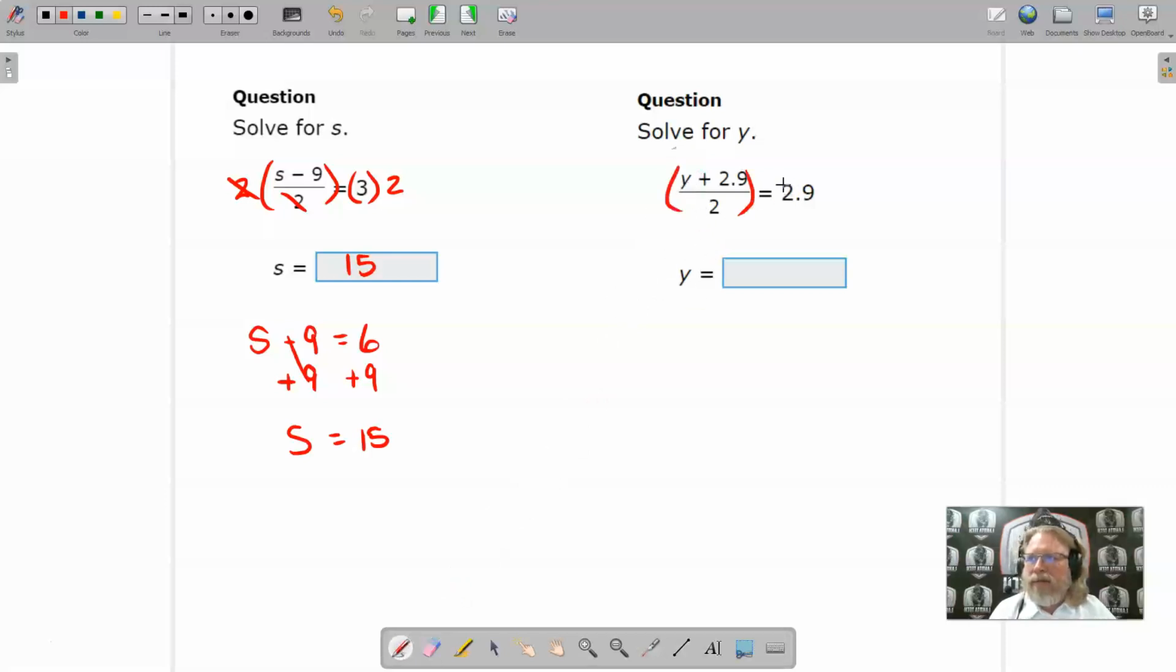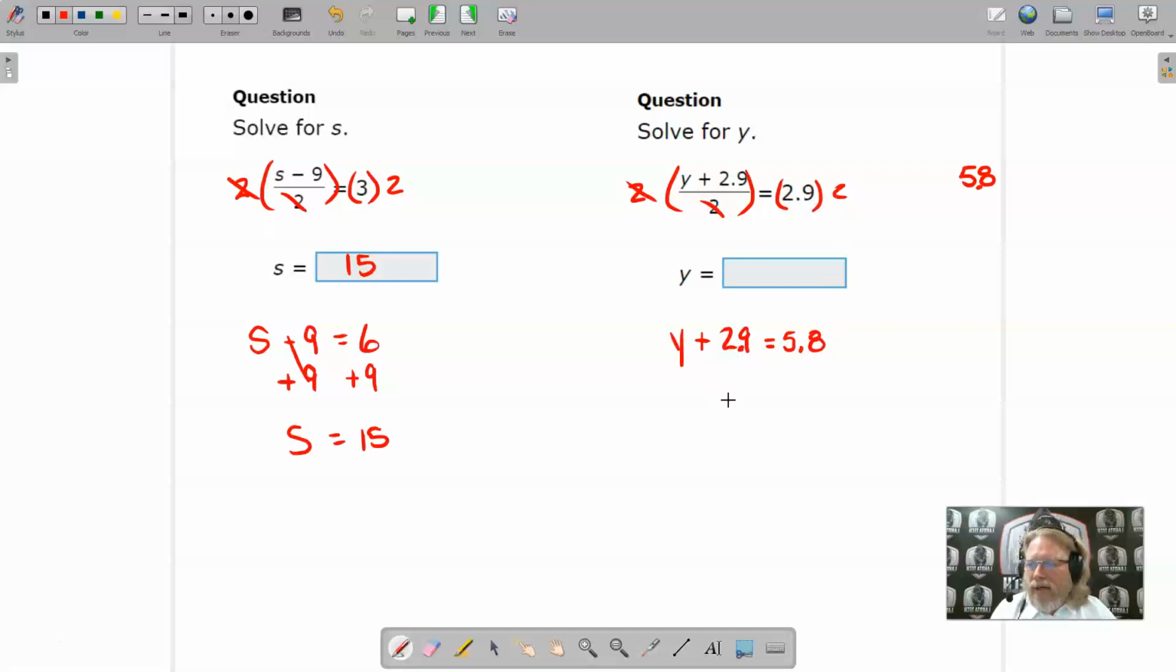Let's first multiply both sides by the denominator of 2, and that means these 2's will cancel each other, leaving us with y plus 2.9, what's in the numerator, equals 2.9 times 2. Well, 29 times 2 is going to be 58, but I've got the decimal in one spot, so that's going to be 5.8, correct? So 29 times 2 is going to be 5.8.